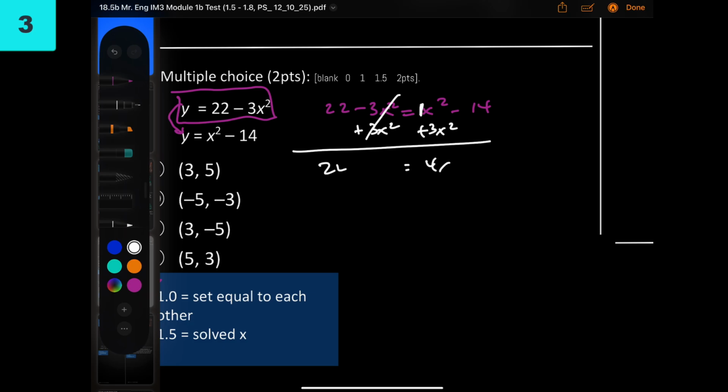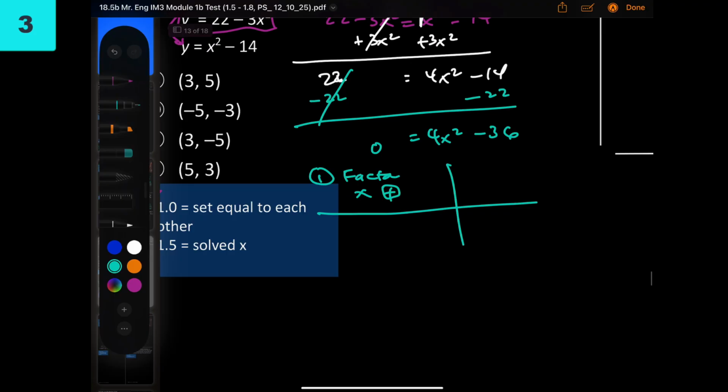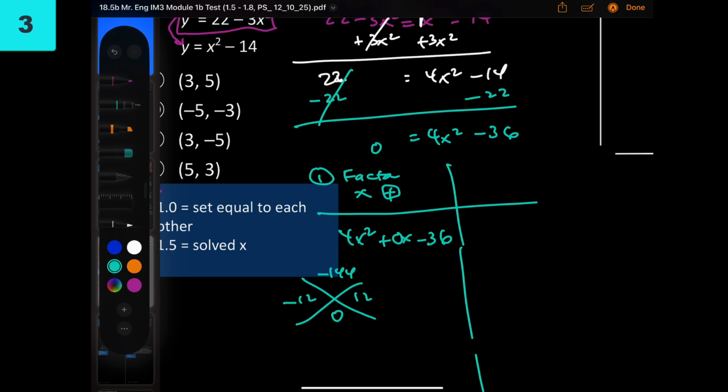So you get 4x squared minus 14. Okay, now we're going to subtract 22. So you're going to get 0 equals 4x squared minus 36. Okay, one way you can solve this is just using factoring, your x box. So let's do that. 4x squared plus 0x minus 36. And then A times C, negative 144. Okay, here you have to use the box.